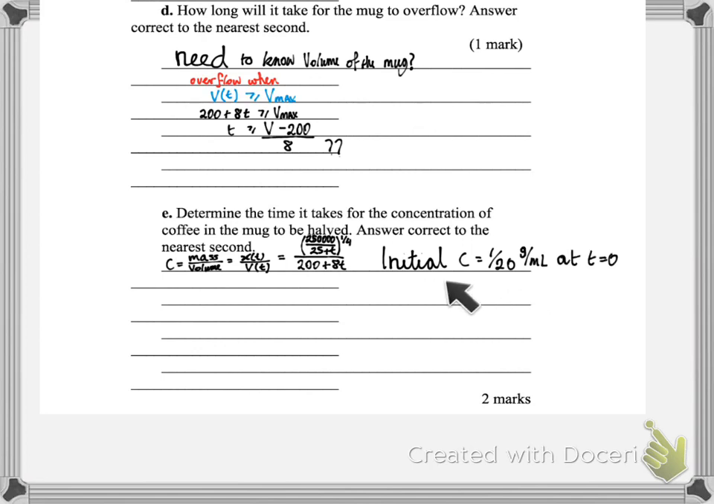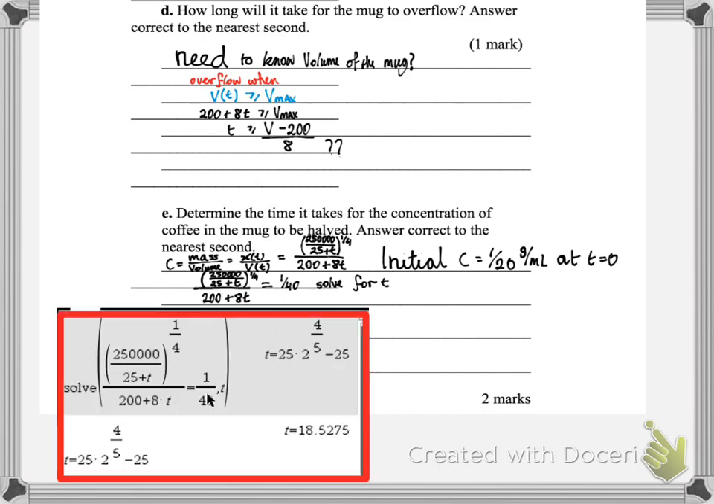We use both functions and we set up this overall concentration function. Initially the concentration of the coffee is 1/20th, and we did that from part A. That was our initial concentration. So how long for that concentration in the mug to be halved? What's half of 1/20th? It's 1/40th. So we grab our overall concentration function and we equate it to 1/40th, and we go ahead and solve for time. Look at the type of equation you have, that's definitely a CAS exercise. So let's CAS it.